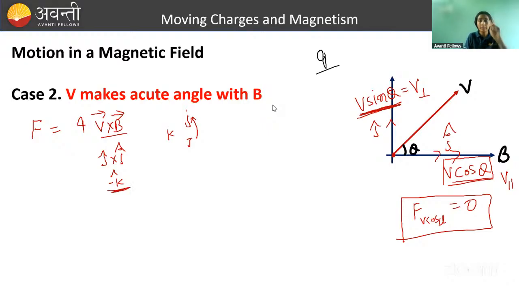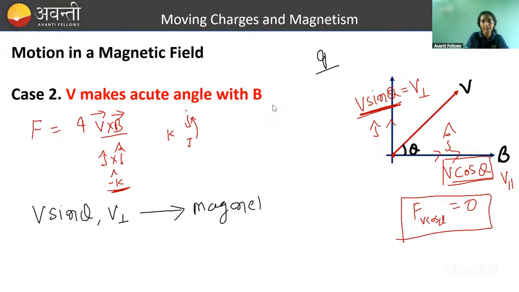So I will tell you now two things. First thing is that because of v sin theta, that is because of v perpendicular, magnetic force acts, है ना? और अगर मैग्नेटिक फोर्स एक्ट कर रहा है, then it will go in a circle. ठीक है. So because of v sin theta, magnetic force is acting, and because of this, it will go in a circle. And here this circle will have a center towards minus k cap direction. ठीक है. This is sorted.